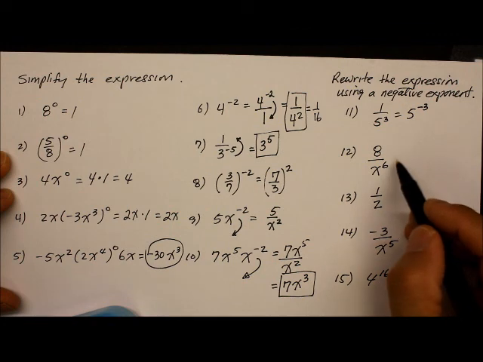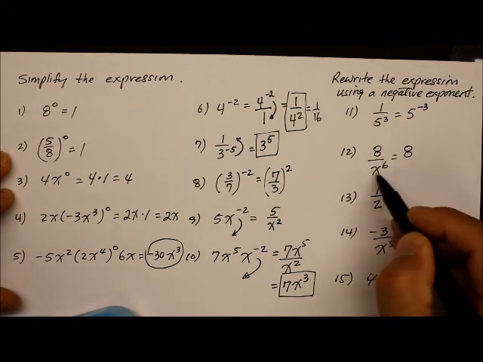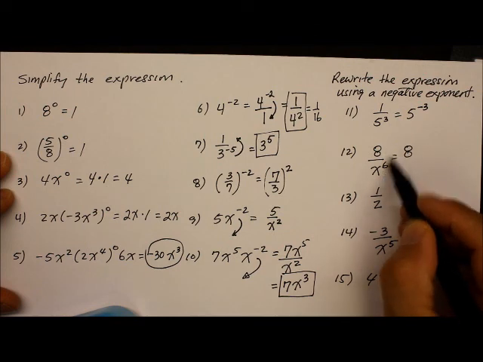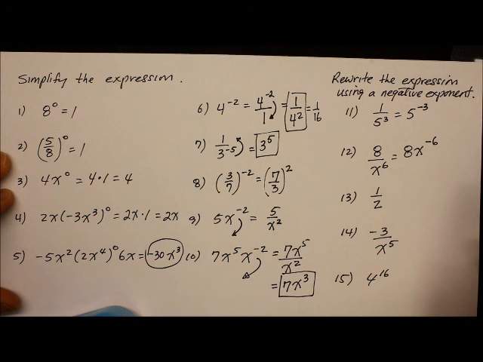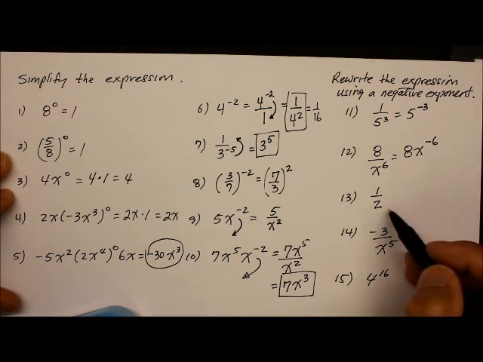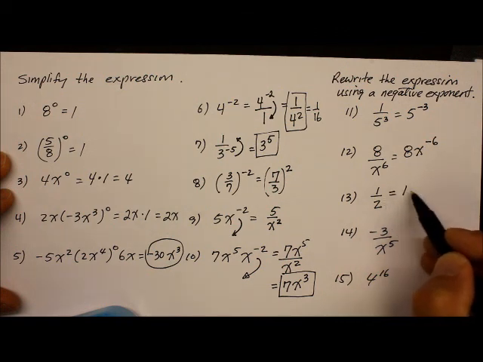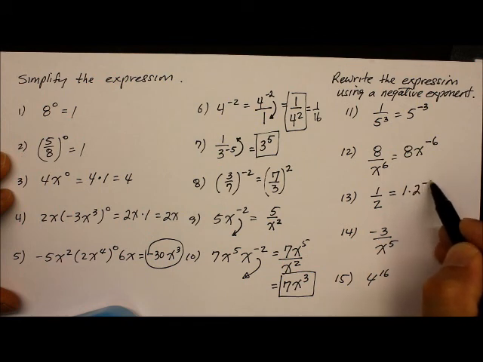Basically, we're trying to write it without the fraction. Here, 8 stays. X to the 6, I don't want to go there. Go there. And what happens to the exponent? It becomes negative 6. How about this one? But there's no exponent. Yeah, there is. Remember the 1? So it becomes 1 times 2 to the negative 1, or simply 2 to the negative 1 power.